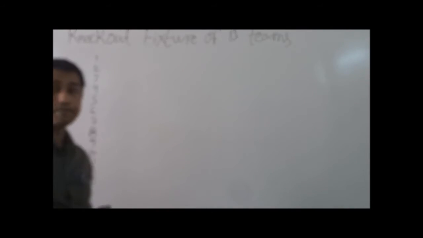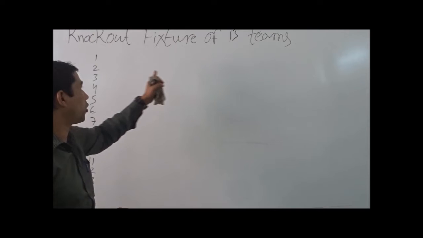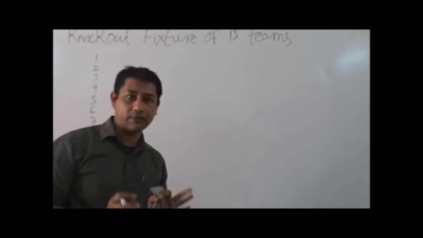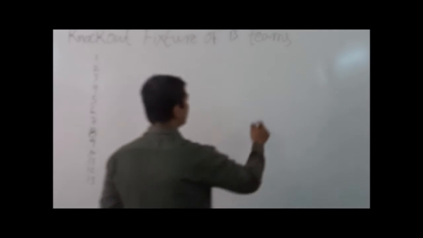Now dear students, let us quickly see how to solve a numerical of knockout fixture for 13 teams. As you can see, I have written 13 teams. Next, I need to divide the total number of teams into two halves, that is upper half and lower half.